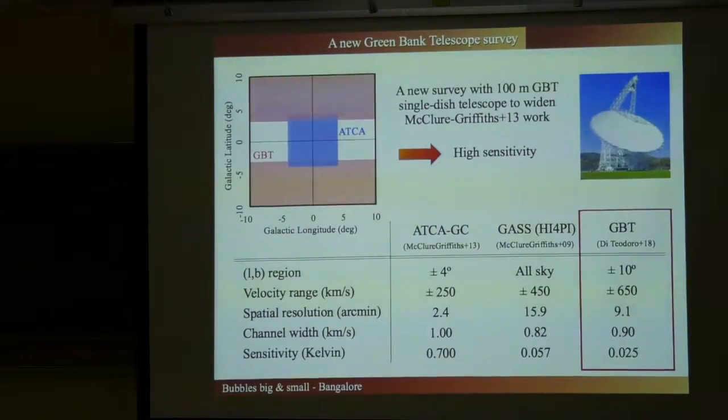And I don't want to go technical here, I just want to show you a couple of features of the new survey compared to the compact array survey, using the previous study and the HI4PI, which is the all-sky survey in HI, the best we have today. So we go very deep in sensitivity, about a factor 2 better than GASS, an order of magnitude better than the compact array. We have angular spatial resolution about twice better than GASS, and even more important, we cover a very wide spectral range. We have velocities between minus and plus 650 kilometers per second, which means that we can in theory detect very high velocity stuff.